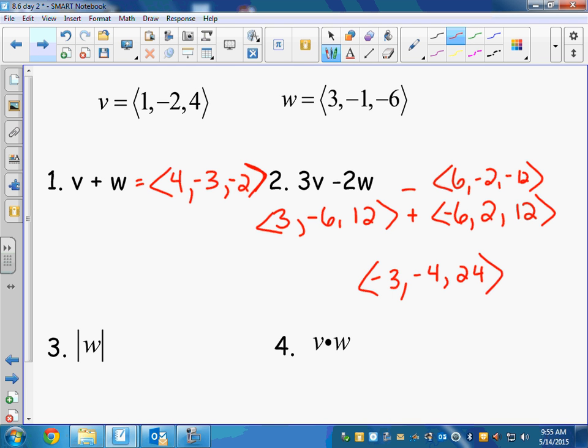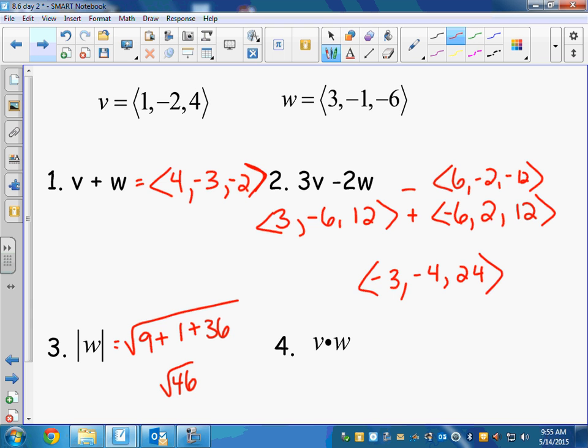Number 3, that means magnitude, right? So I'm just going to take the square root of, make sure you're using W and not V, and I'm just going to square each one of those. So that's just going to be the square root of 9 plus 1 plus 36. When you square a number, it should always be positive. You should never have a negative number under there. So that's just the square root of 46. I don't want a decimal on that, right? If you could take a perfect square out, I'd want you to do that. But other than that, that's the magnitude, the square root of 46.